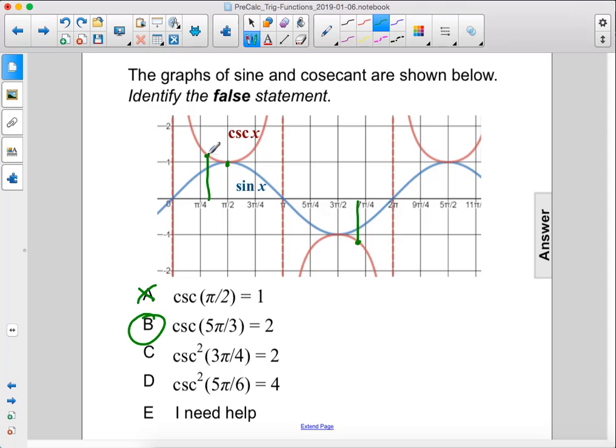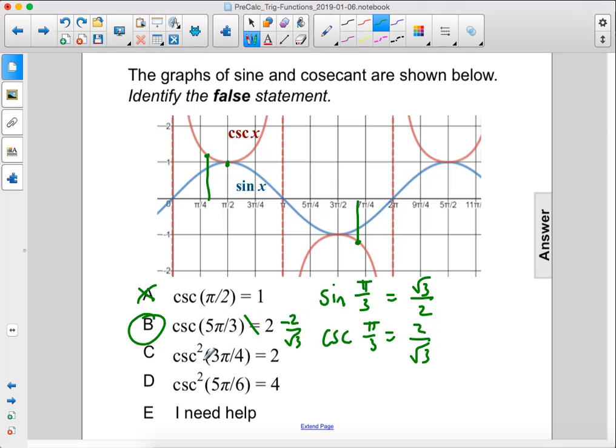So what is the cosecant of pi over 3? Well, what is the sine of pi over 3? Pi over 3 is 60 degrees. The sine of pi over 3 is the square root of 3 over 2. Therefore, cosecant of pi over 3 is the reciprocal, 2 over the square root of 3. So what is the cosecant of 5 pi over 3? Well, it's the same absolute value, however, over here it's negative. So the cosecant of 5 pi over 3 is negative 2 over the square root of 3, which is not equal to 2. So this is why that is our answer.